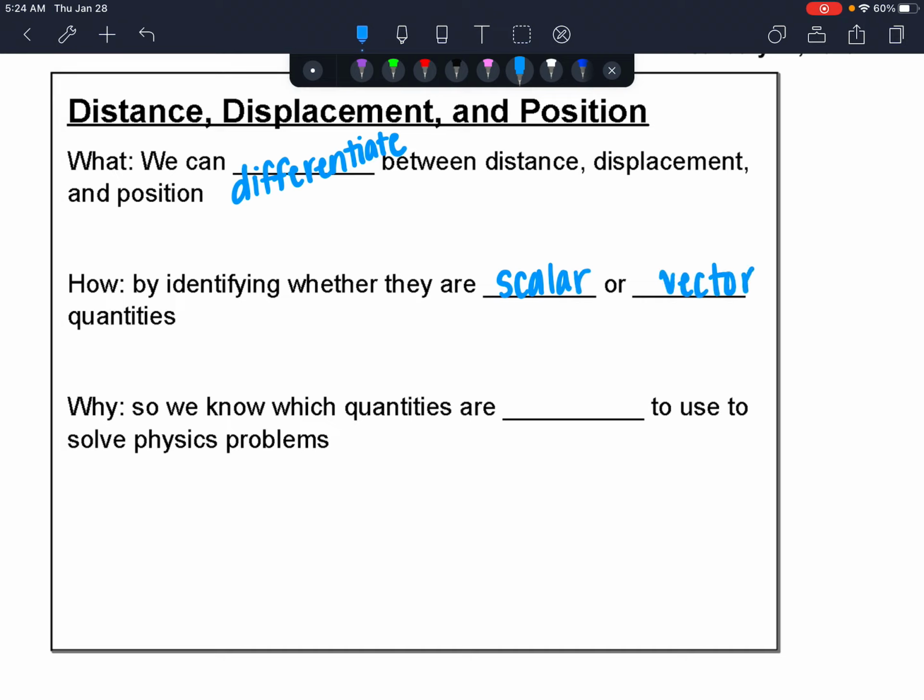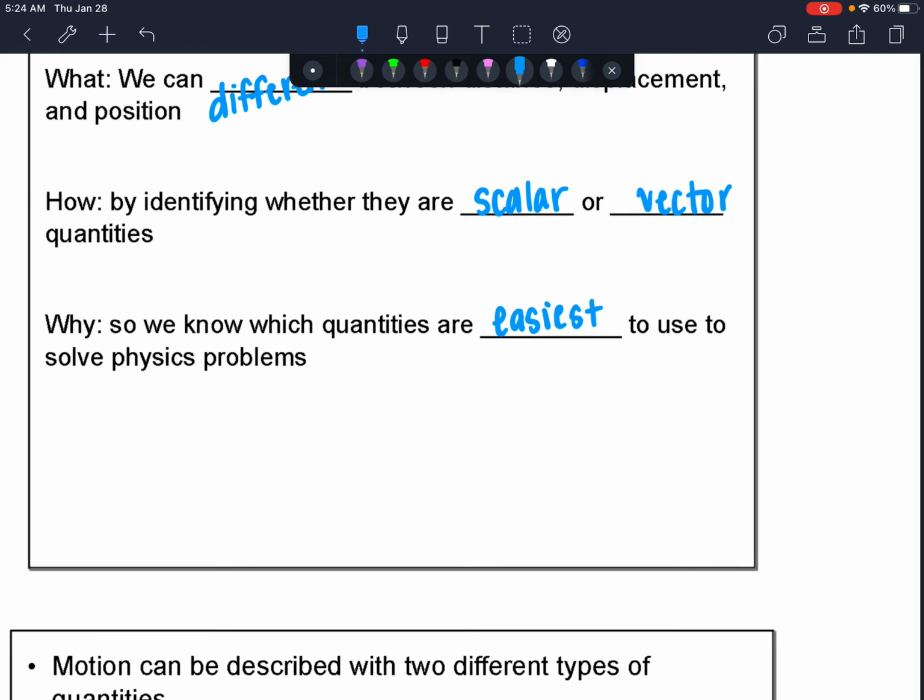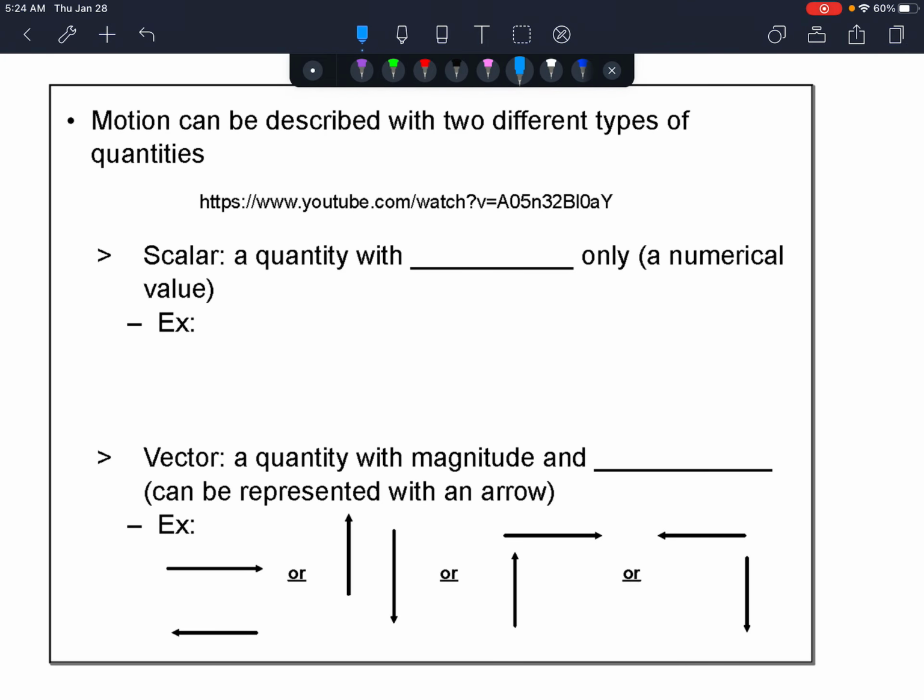The reason that we're doing this is because we want to know when it's going to be easiest for us to work with position, when it's going to be easiest to work with distance, and when it'll be easiest to work with displacement. Every situation to a physicist is unique. Every problem is going to be unique. And these three different quantities have their merits in three different ways. So let's explore that. Motion can be described with two different types of quantities. Let's watch this quick video as an introduction to those quantities.